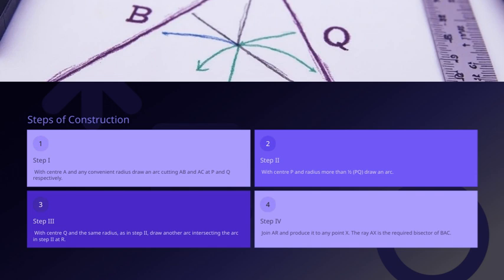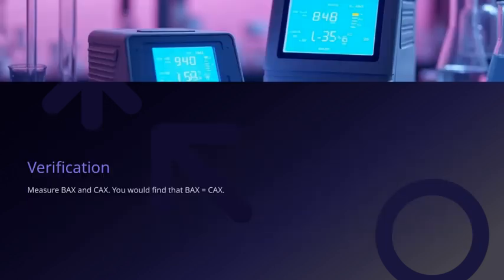Finally, in step 3, with center A and any convenient radius, we draw an arc that cuts sides AB and AC at points P and Q, respectively. These points are essential because they help us determine the angle bisector accurately. By following these steps carefully, we construct the bisector of angle BAC, which is fundamental in many geometric proofs and constructions. Remember, the key concept is using arcs and intersections to find points that help us divide the angle precisely. Let's take a closer look at measuring BAX and CAX.